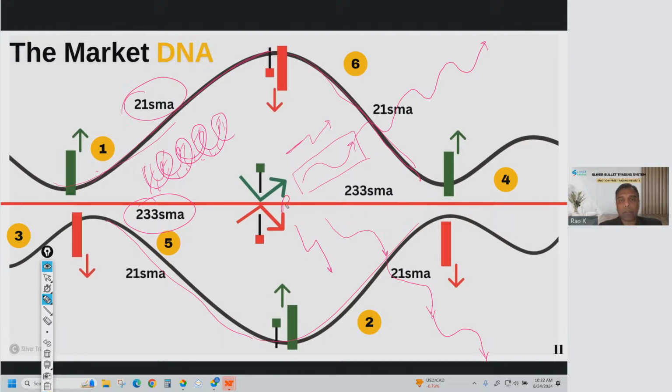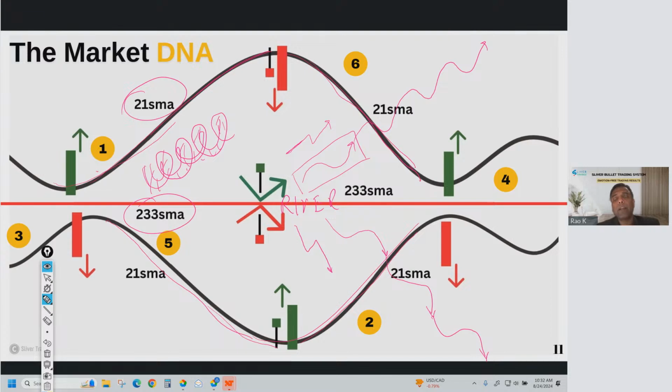This is what I call a river. Price goes away from the 233 SMA, comes back to the 233 SMA, and this cycle repeats again and again, all the time. There is no other way the stock market moves.